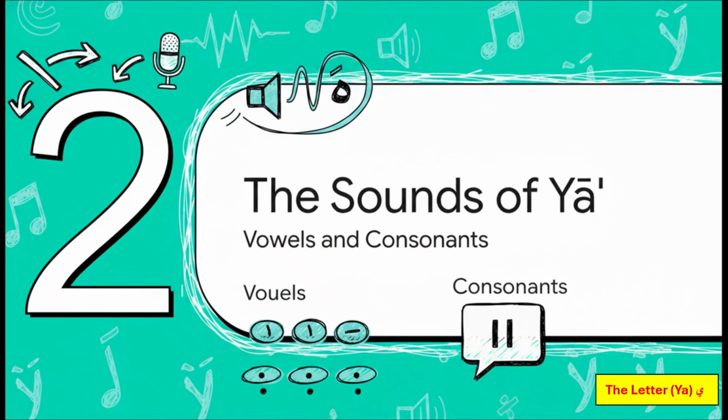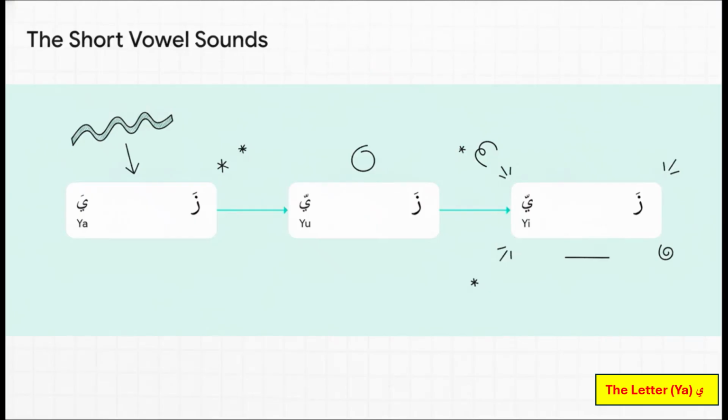So how on earth does that work? Let's break down the sounds. First up, the short vowel sounds. You see those little marks above or below the letter? They're key. With that little dash on top, it makes a ya sound. With the little curly one on top, it's yu. And with the dash underneath, it's yi. Let's try them together. Ya, yu, yi. See how those little symbols change everything?